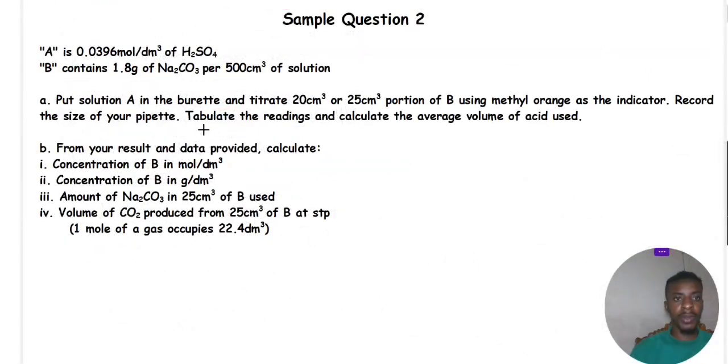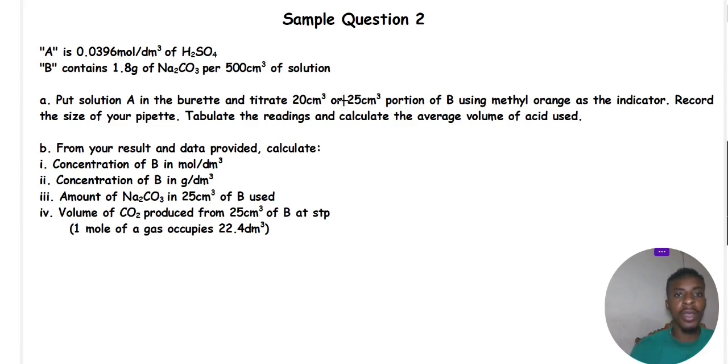This sample question 2 you may likely see. It says A is 0.0396 mole per dm cube of H2SO4. Then B contains 1.8 grams of sodium carbonate in 500 cm cube. As usual, put A in the burette and titrate with 20 cm cube or 25 cm cube portion of B using methyl orange as the indicator. Record the size of burette and pipette, and tabulate the readings. Then from your result and data provided, calculate the concentration of B in mole per dm cube, concentration of B in grams per dm cube, amount of sodium carbonate in 25 cm cube of B used, and volume of carbon dioxide produced from 25 cm cube of B at STP.